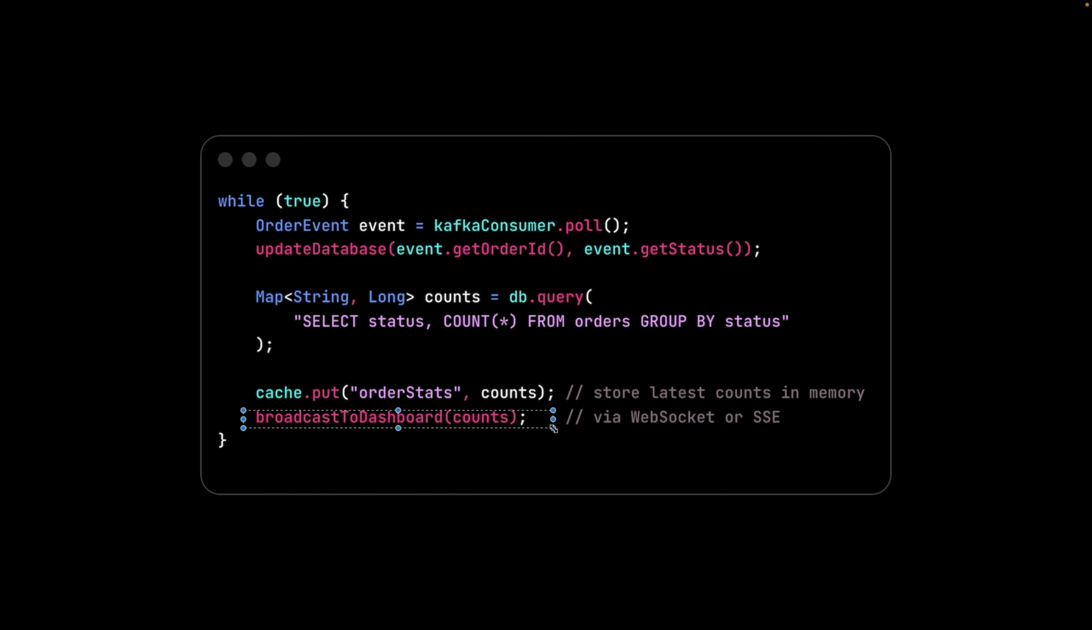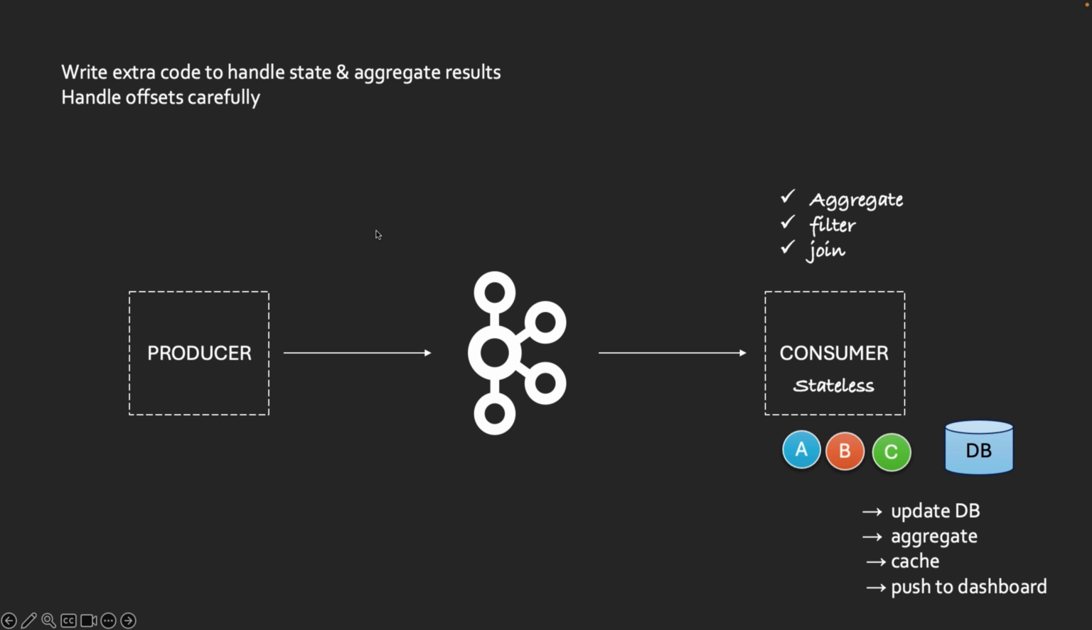And mostly, if you see the pseudocode, we end up writing tons of extra code just to handle the state, aggregation, and data consistency. And it does not stop here. You also have to carefully manage the offset, otherwise, you risk losing messages or processing duplicates, especially during crashes or Kafka rebalance. Then comes the thread safety and scaling headache.